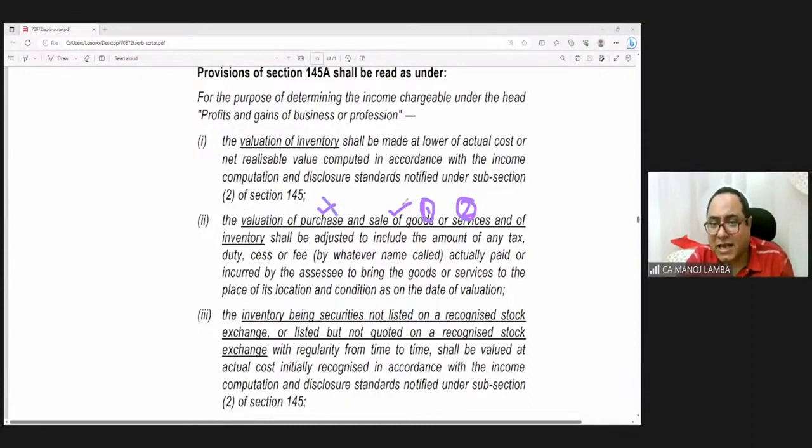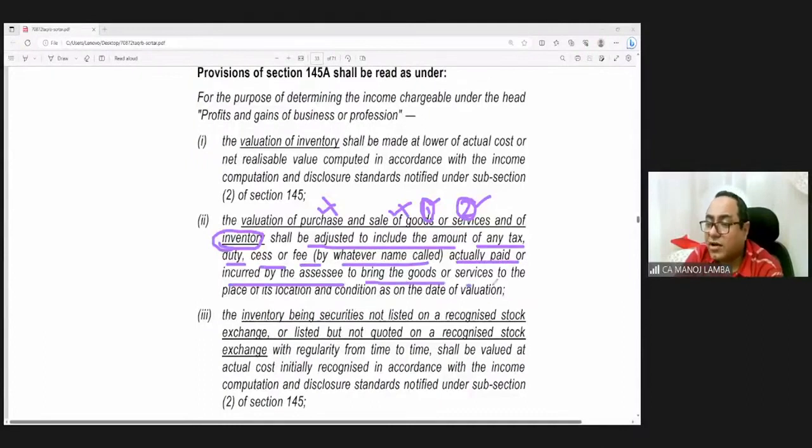The valuation of purchase and sale of goods or services and of inventory shall be adjusted to include the amount of any tax, duty, cess, fee by whatever name called, actually paid or incurred by the assessee to bring the goods or service to the place of its location and condition as on the date of valuation. This sub-section 2 of section 145A is very, very important, my dear friend. It is very, very clearly stated. There is no ambiguity in that.